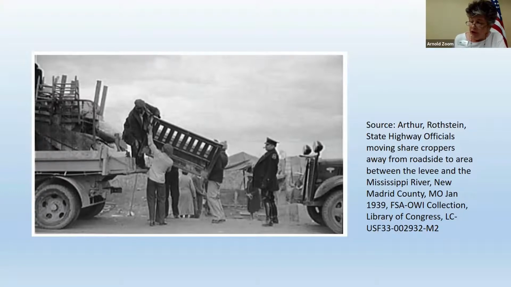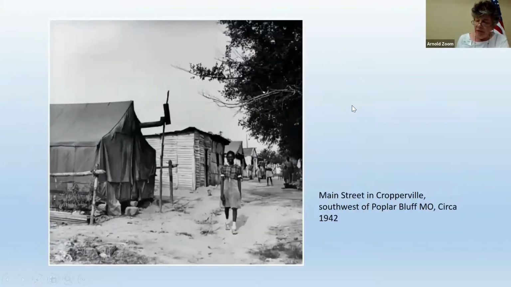Along with a multitude of people, the students at Lincoln University in Jefferson City contributed funds, and they purchased 92 acres near Poplar Bluff, Missouri, along the Little Black River. And if you'll go on to slide 36, this would enable the sharecroppers to form their own cooperative community. The community became known as Cropperville.